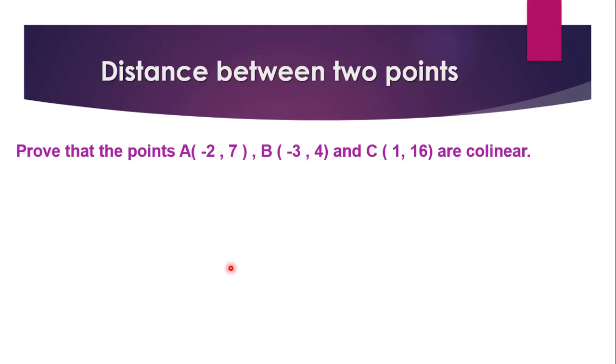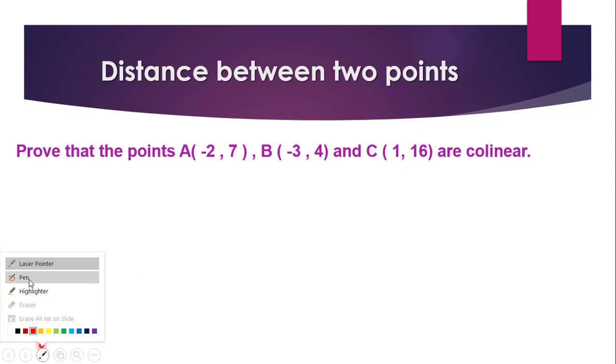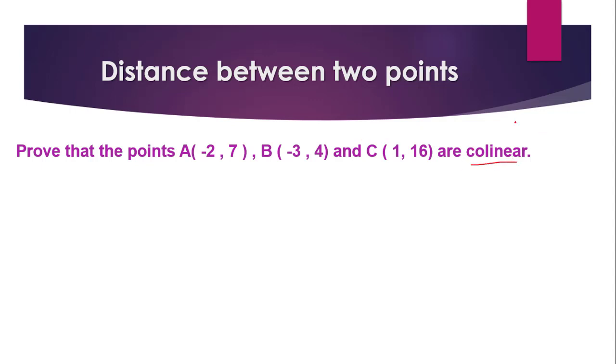Here is another exercise. I want to prove that the 3 points are collinear. If you have 3 points and you want to use the distance between 2 points to prove that the 3 points are collinear, we should prove that the summation of the lengths of 2 of them equals the third. The summation of the distances between 2 pairs of the points equals the distance between the other 2 points. For example, it means that the 3 points can't be the vertices of a triangle.